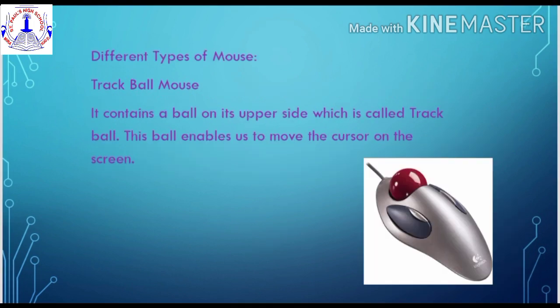Student, let us learn about different types of a mouse. Look at the picture. This is a trackball mouse. It contains a ball on its upper side which is called trackball. This ball enables us to move the cursor on the screen.